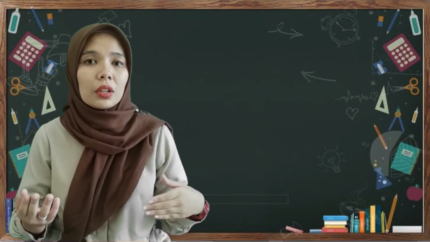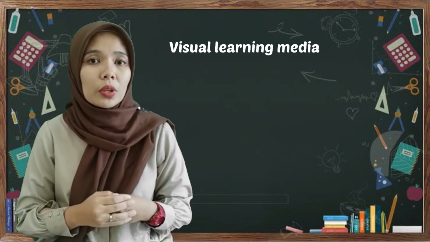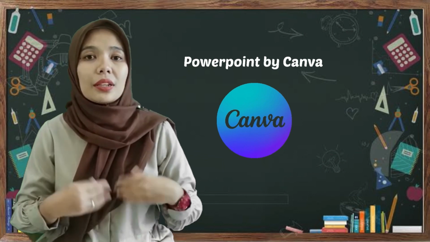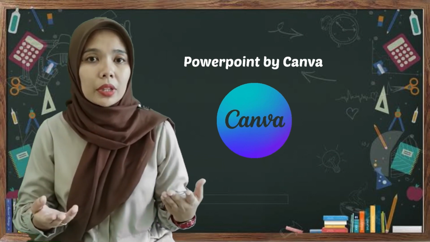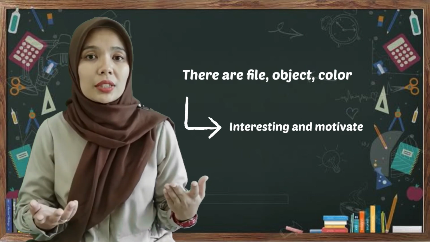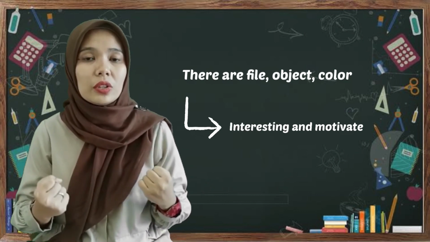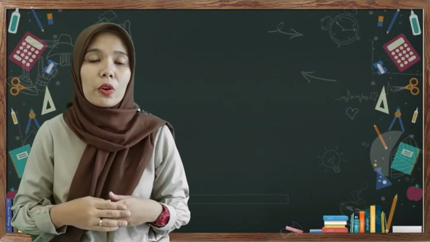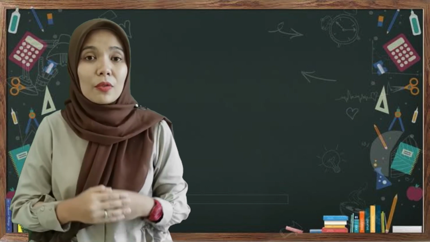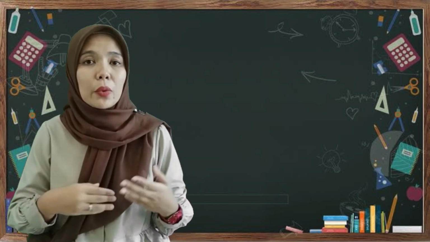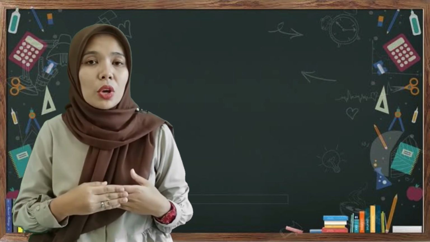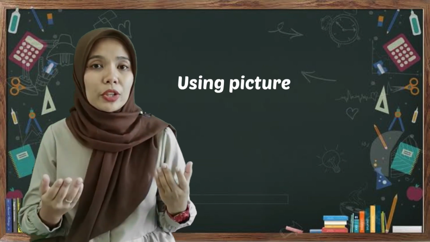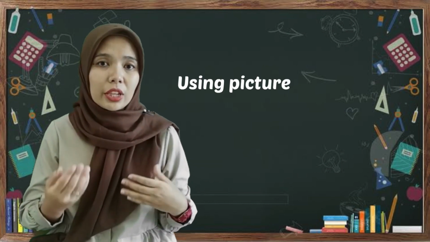using visual learning media. Some visual learning media that we made is, first, PowerPoint. PowerPoint is an application to present learning materials using fonts, objects, and colors. So it's very interesting and it can motivate students to learn, especially visual learners. Visual learners build their knowledge by what they see. They learn best when the information is given visually. So using pictures is one of the best ways to facilitate visual learners.